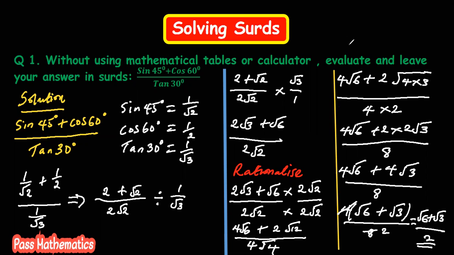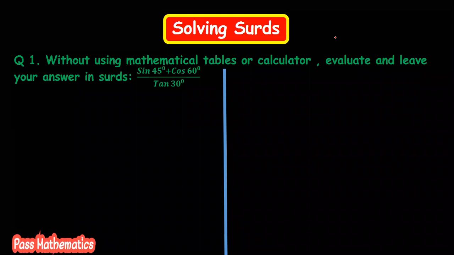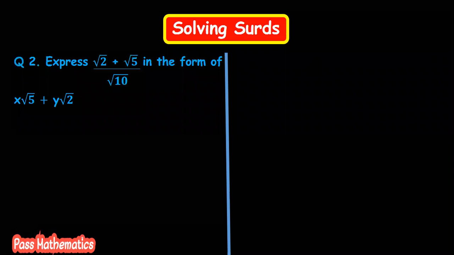Okay, let's take another problem. Before then, we erase the screen, and then we take another question. This is the second question which we are going to solve. Express root 2 plus root 5 over root 10 in the form of x root 5 plus y root 2. So we are going to solve this now.